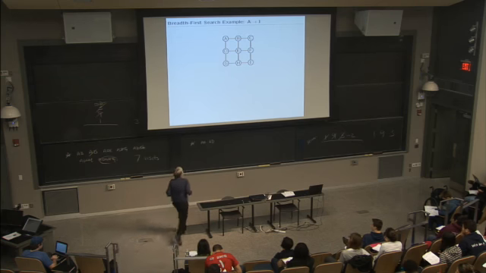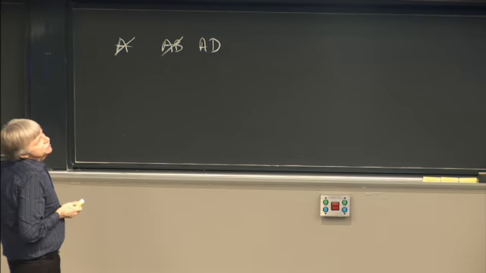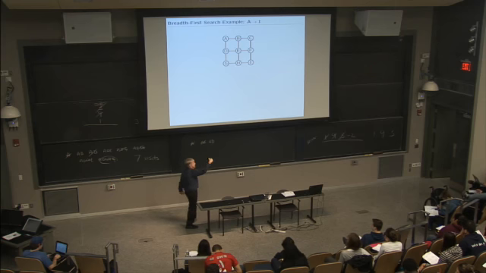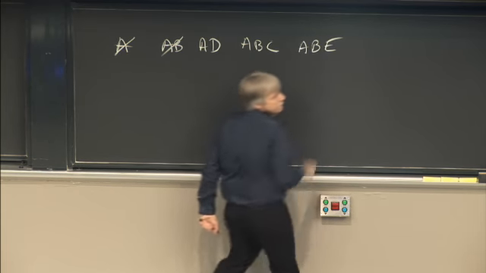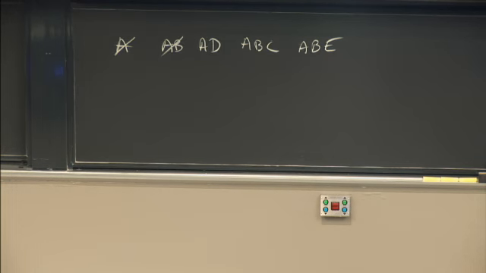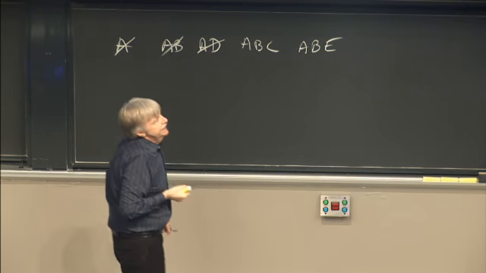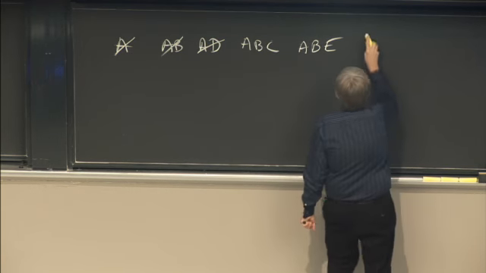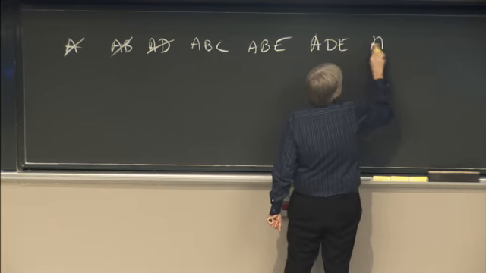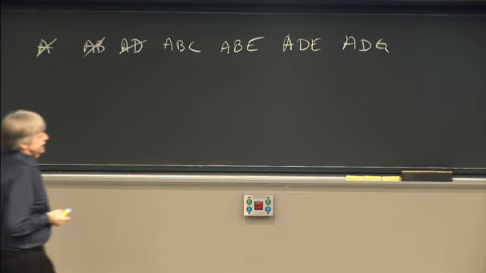Now I pop off the beginning and stick in the children. What are the children of AB? Well, AB could go to A, C, E. A is brain dead. So ABC or ABE. That looks right. Now pop off this guy, AD, and put his children at the end. That's ADE and ADG. I don't think I made a mistake yet.